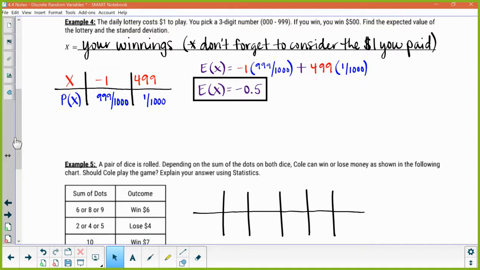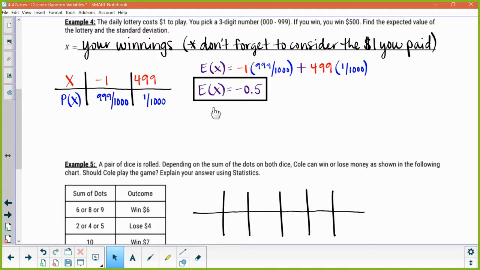-0.5. Now, it doesn't ask us to interpret this, but I am going to give you a brief rundown of what this means. Basically, in the long run, if I were to play this over and over again, I would expect to lose 50 cents, which arguably means you probably shouldn't play the game because your chances in the long run have a negative value. If it was a positive one, then yeah, sure, go for it. But anytime you get a negative, maybe you don't want to play it.